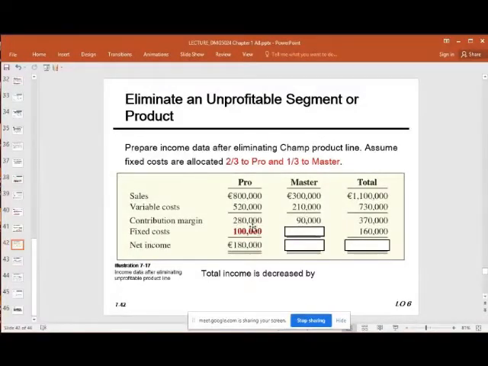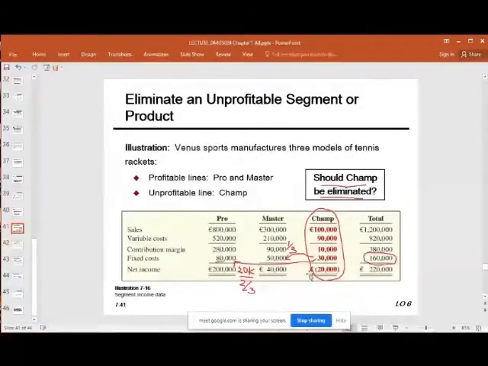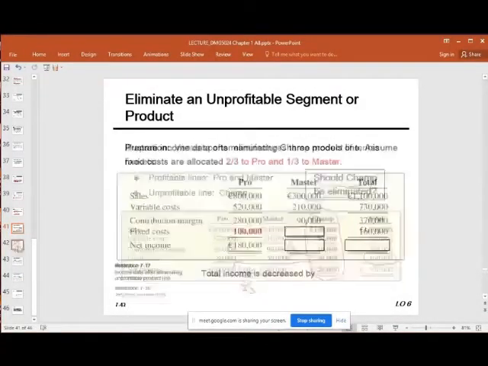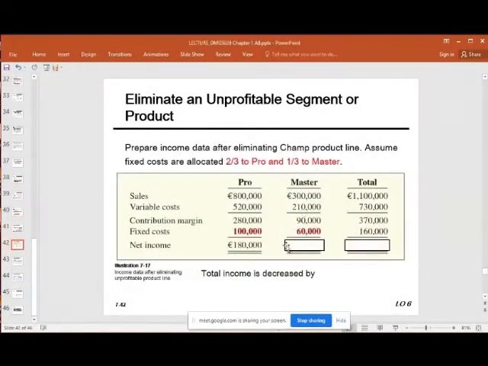So for Master, 1/3 of CHAM should go to Master, which is 10,000. So your new fixed cost will be 50,000 plus 10,000, total of 60,000. So your new net income is 30,000.